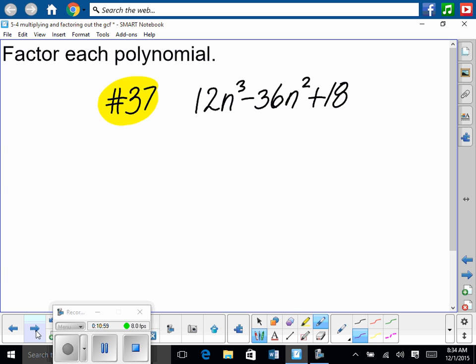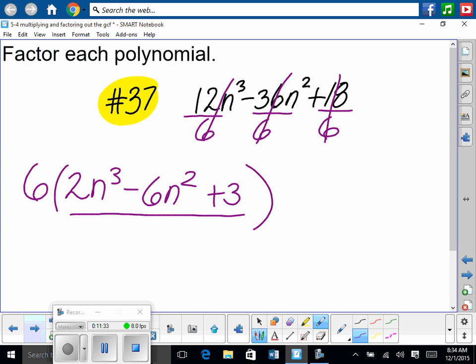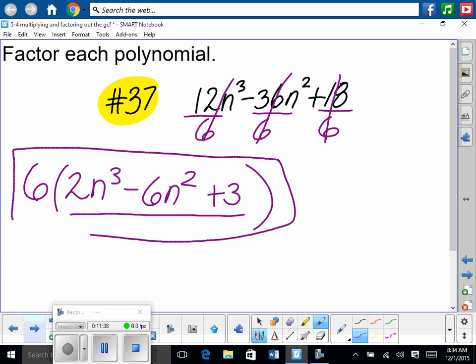37. 12n cubed minus 36n plus 18. What do we have in each term that's in common? The greatest thing. Very good. They all divide by 6. Can I pull out an n? Nope, the 18 doesn't have an n. So we're only pulling out a 6. Divide each term by 6. So we're going to have 2n cubed in our first term. And then minus 6n squared. And then plus 3. Very good. And then you would check, do all of those divide by something more? Nope. 2 and 3 don't have any common factors. So we're done.